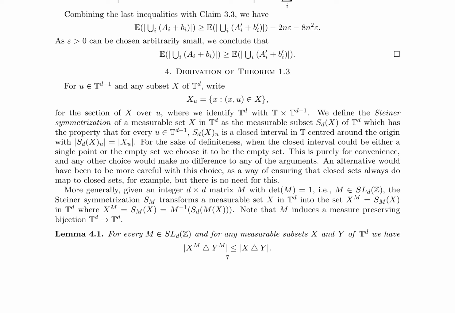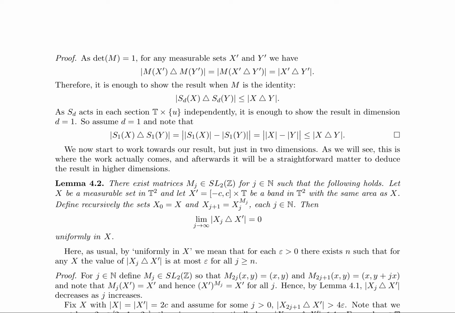Finally, lemma 4.1 is stated, which asserts that for every M element of SL_d(Z), and for any measurable subsets X and Y of T^d, we have X_M Δ Y_M is less than or equal to X Δ Y. The proof of the main result leverages the fact that the determinant of M is 1, reducing the problem to the case where M is the identity. This enables a focus on the unidimensional case, where the goal is to show that the symmetric difference of the Steiner symmetrization of two sets X and Y is bounded by the symmetric difference of X and Y.